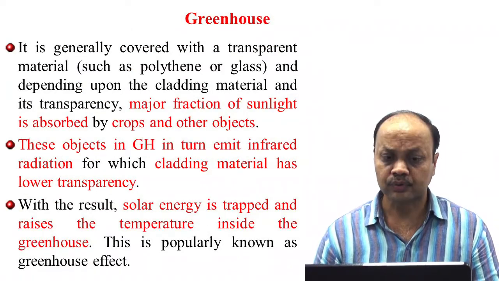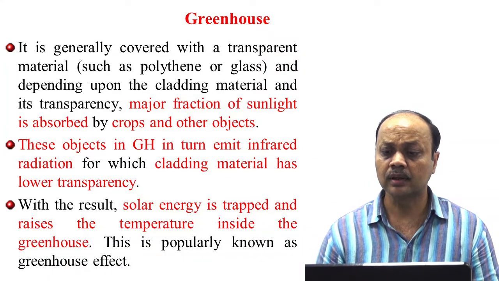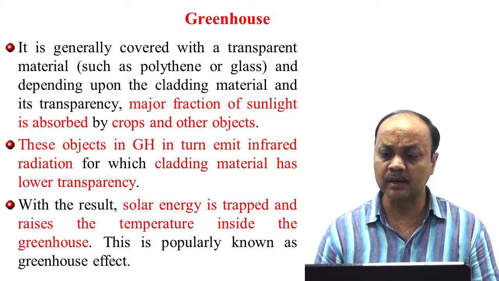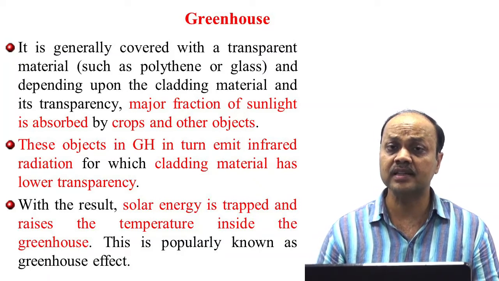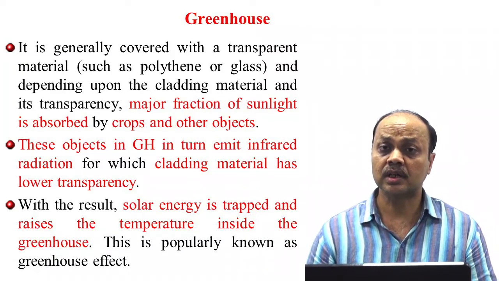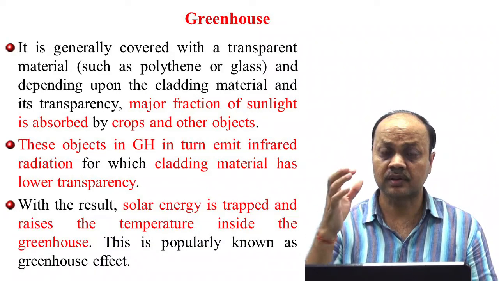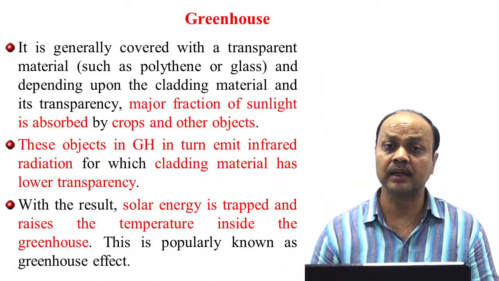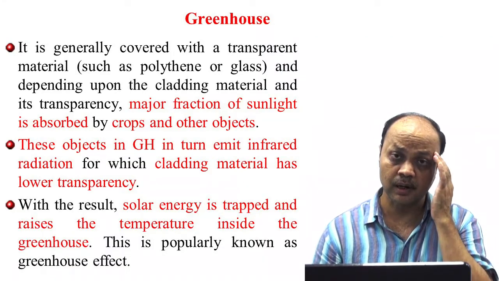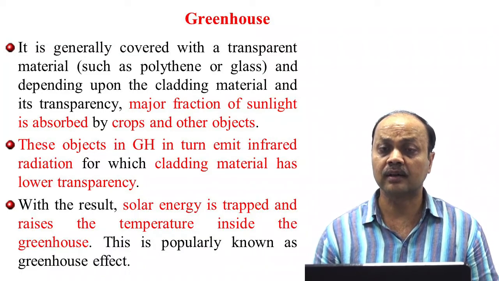Then what is the greenhouse? It is generally covered with transparent material such as polythene or glass. Depending upon the cladding material and its transparency, a major fraction of sunlight is absorbed by the crops and other objects. Basically, in a greenhouse structure, all the short wave radiation coming from natural sunlight is absorbed, after passing through your cladding material, here plastic film in the case of a greenhouse or glass material, by the crop or any material inside the greenhouse.